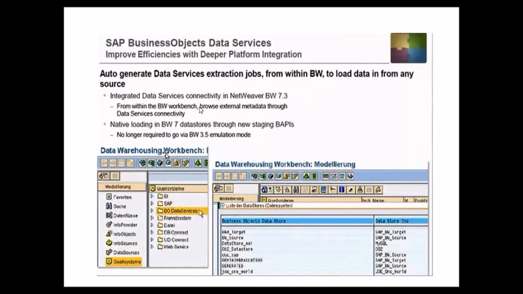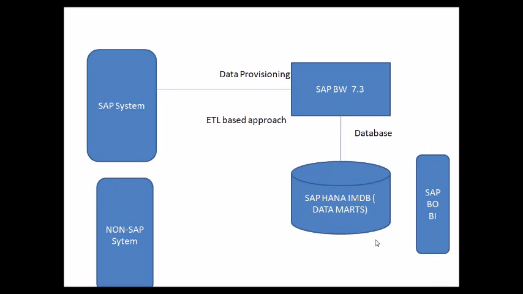Right. Next, coming to the BW part, there are auto-generated Data Services extraction jobs from within BW to load data from any of the sources. Previously, we already saw the screen of how the BODS services are embedded in the BW environment. Up to the previous versions, we needed to go for 3.x versions, but in the current version of BODS you can talk directly to BW 7.3.